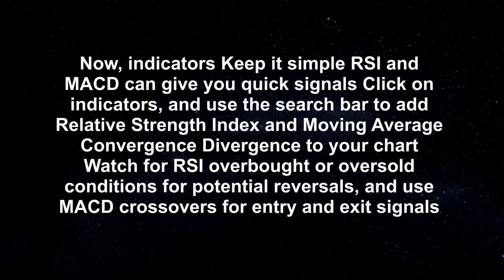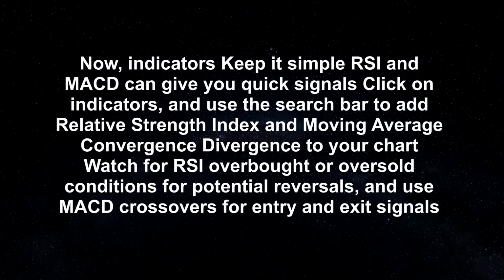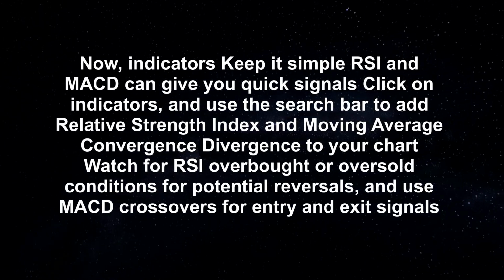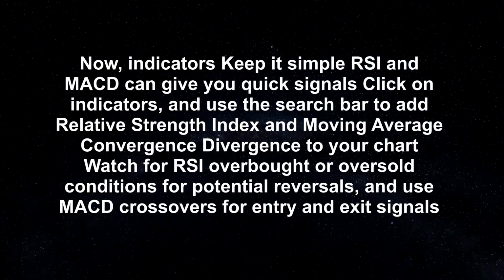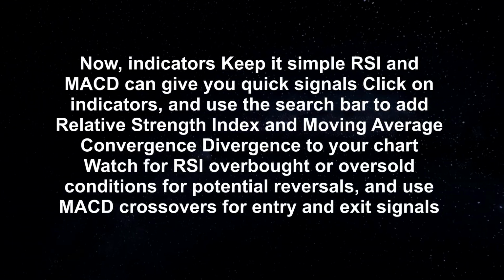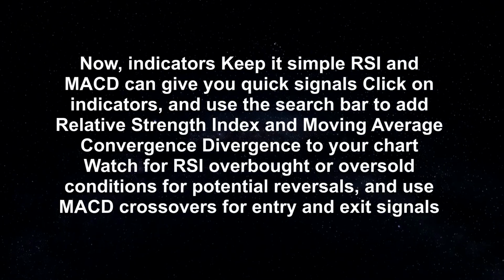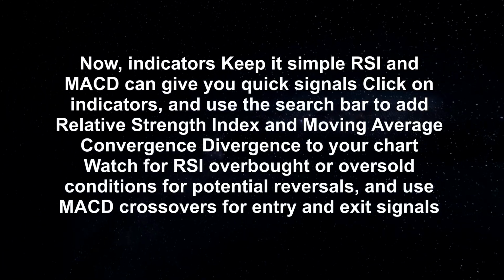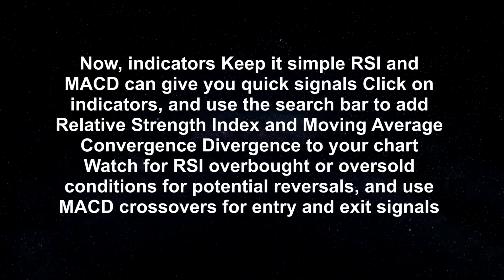Now, indicators. Keep it simple. RSI and MACD can give you quick signals. Click on indicators and use the search bar to add relative strength index and moving average convergence divergence to your chart. Watch for RSI overbought or oversold conditions for potential reversals, and use MACD crossovers for entry and exit signals.